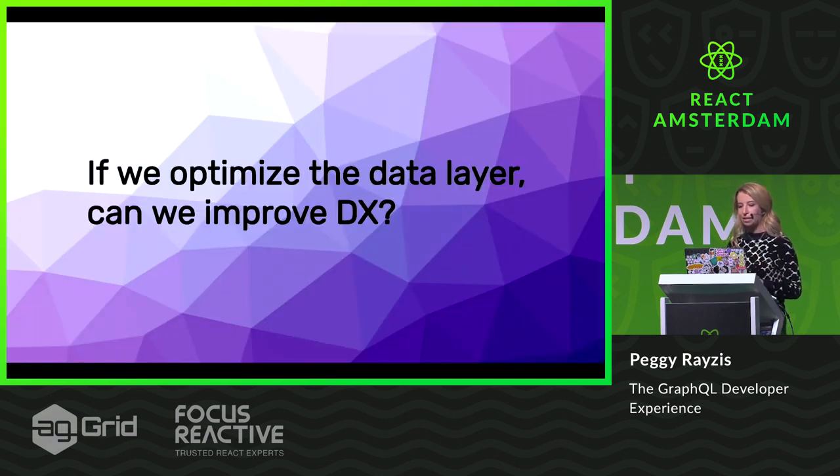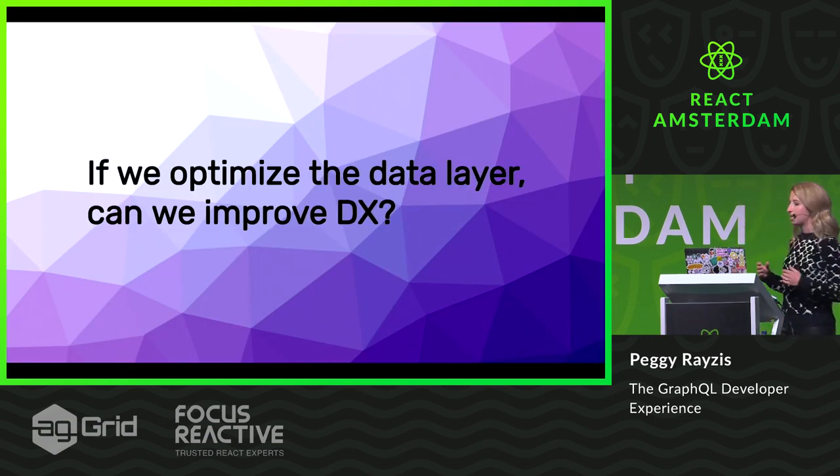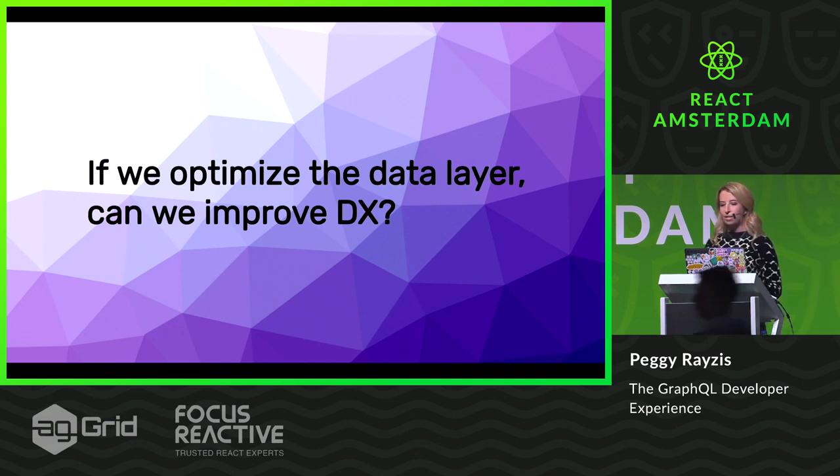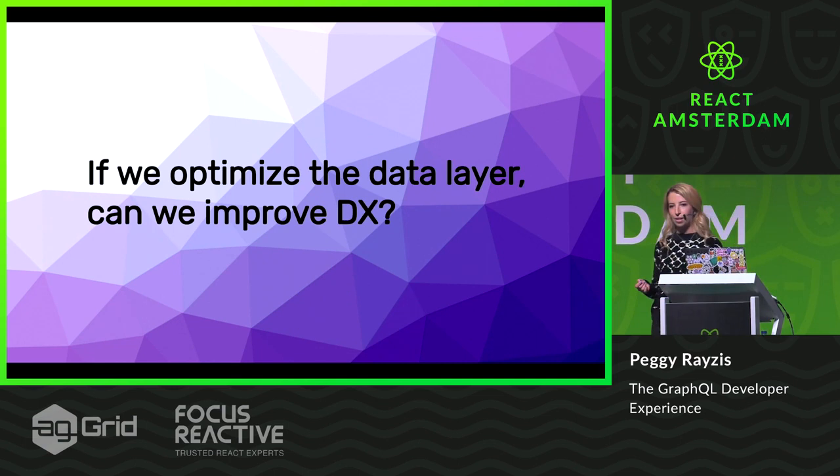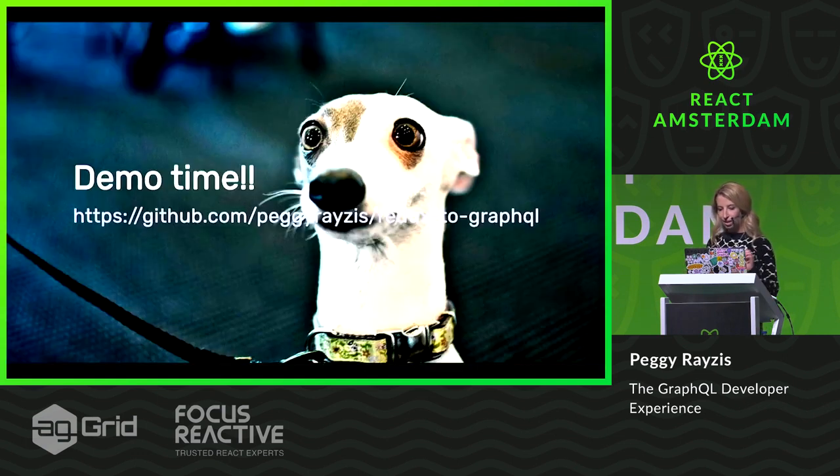So I think the key to improving our lives as React developers is optimizing this data layer, since it's really where you spend most of your time. It's also about choosing the right tools for the job, like a data cache. If we can do those two things, optimizing our data layer and choosing the right tools, then we can really improve our developer experience. And I think with GraphQL, we can really do this. I can show you better than I can tell you.